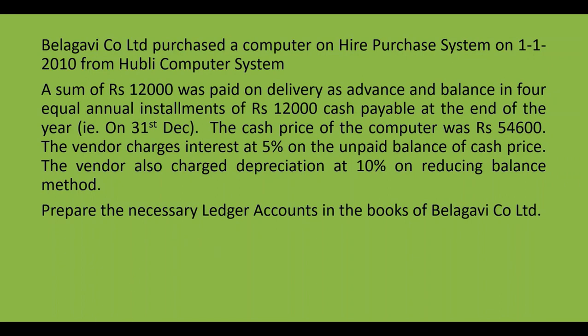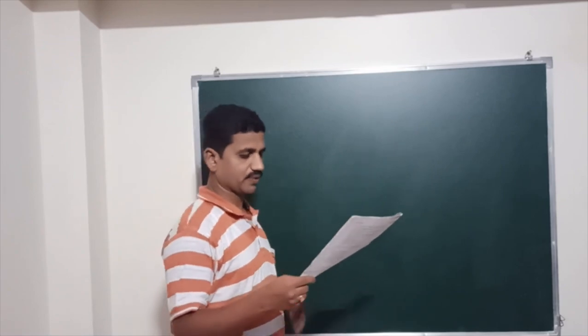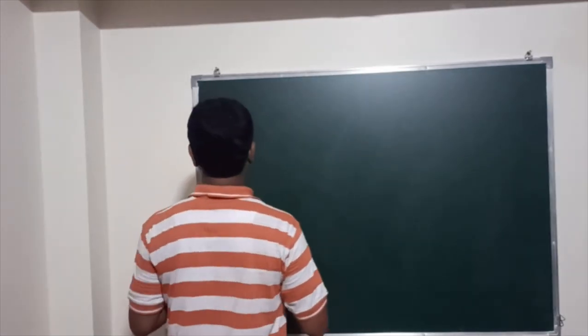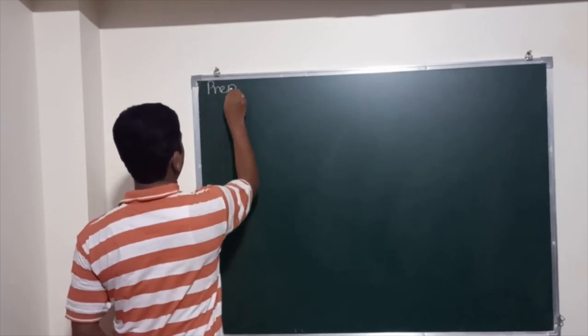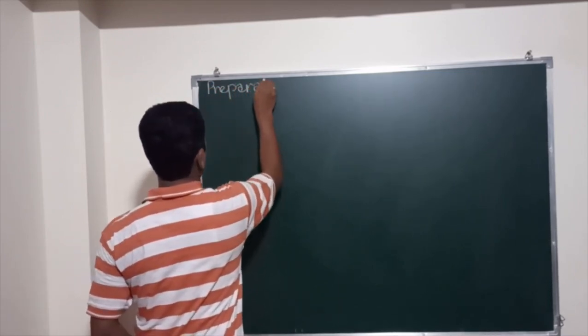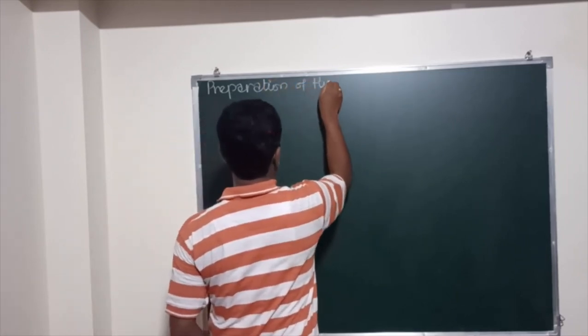Now, let's move to the green board. So in this problem, we have been provided with the cash price of the asset. We have been given the rate of interest. Then we have been given the rate of depreciation also. So now we should first prepare a hire purchase chart here. So preparation of hire purchase chart.